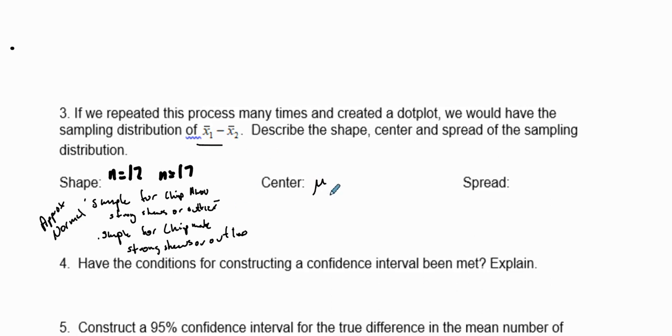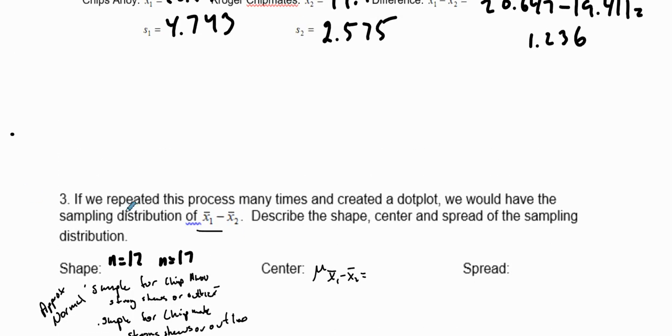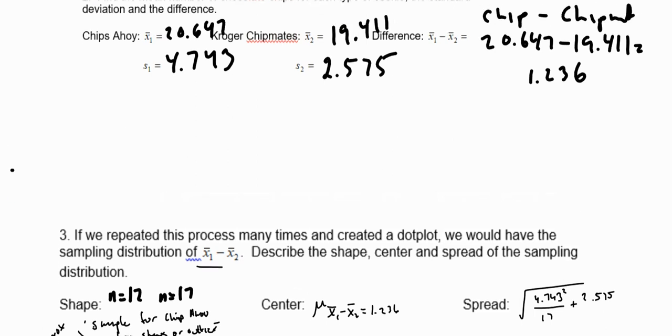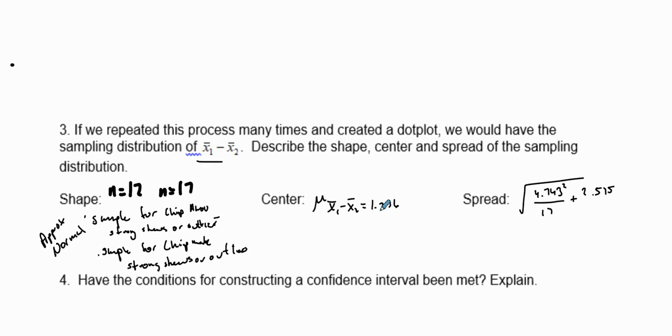The center: we take x1 minus x2, and we're going to assume that that equals 1.236. Our spread: we're going to find the variance of each one of these. So we take our standard deviation, 4.743, and divide it by our n value, in this case 17. We square that because we have to take our variances. Then we take 2.575. You can see there's a smaller variance for the Chipmates than for the Chips Ahoy. We square that and divide it by 17 as well.